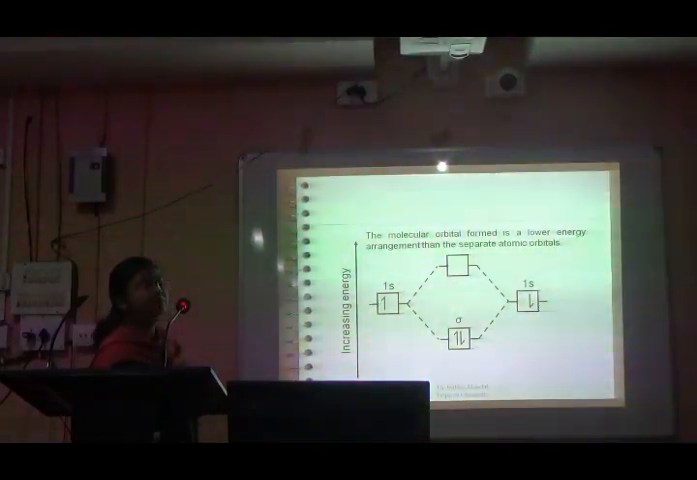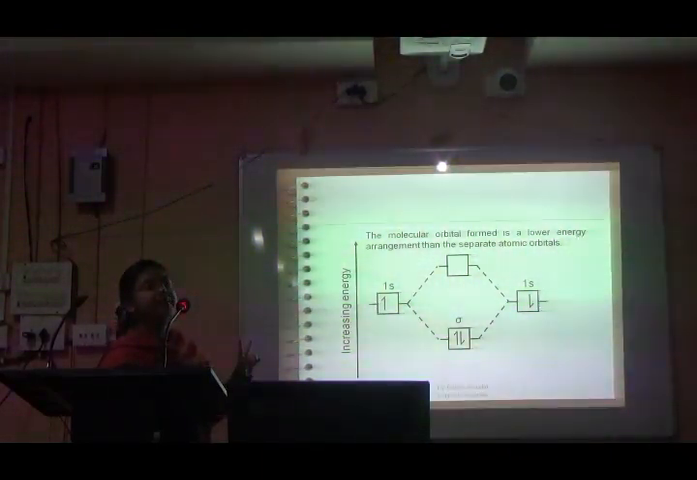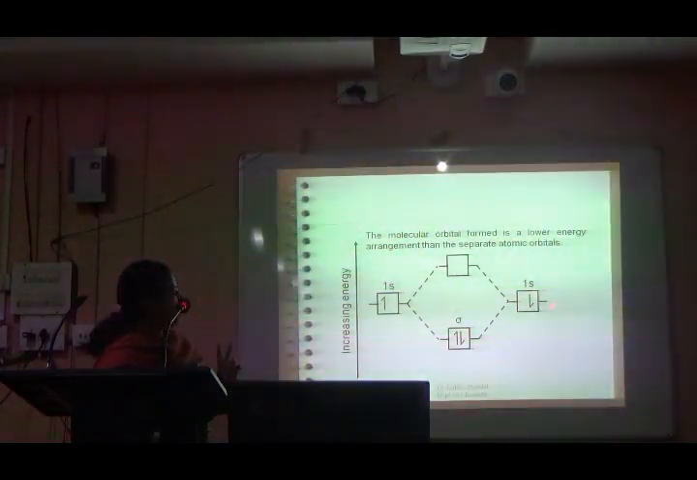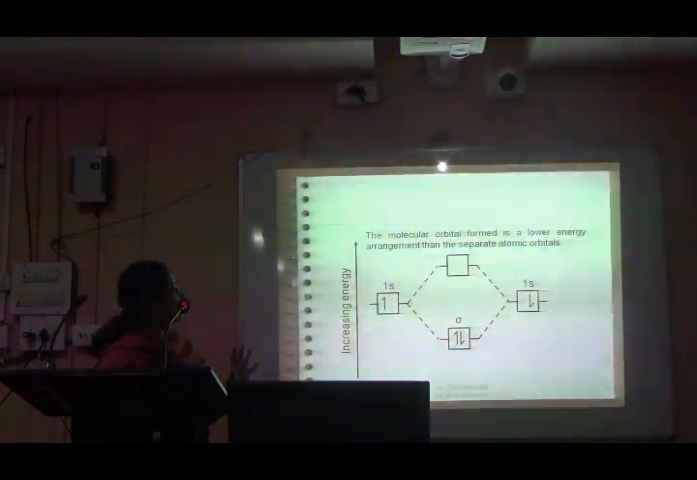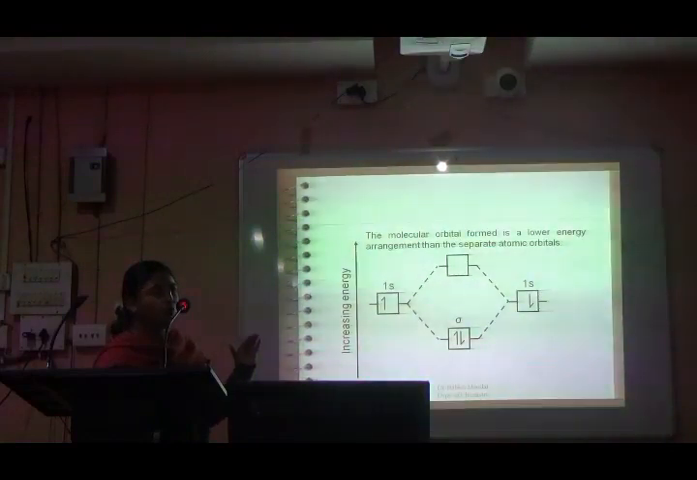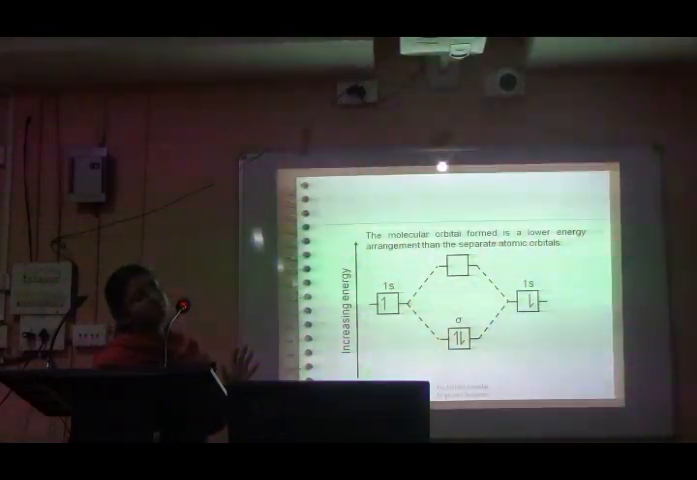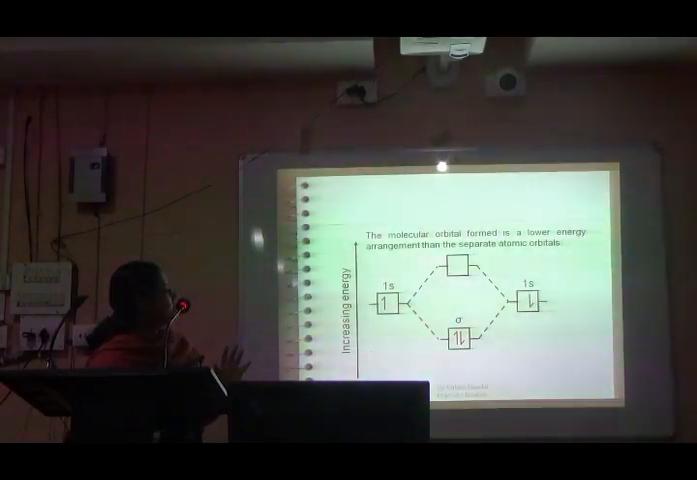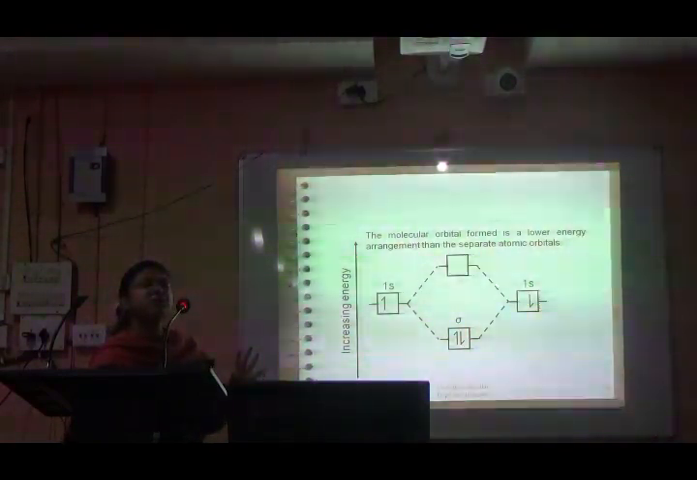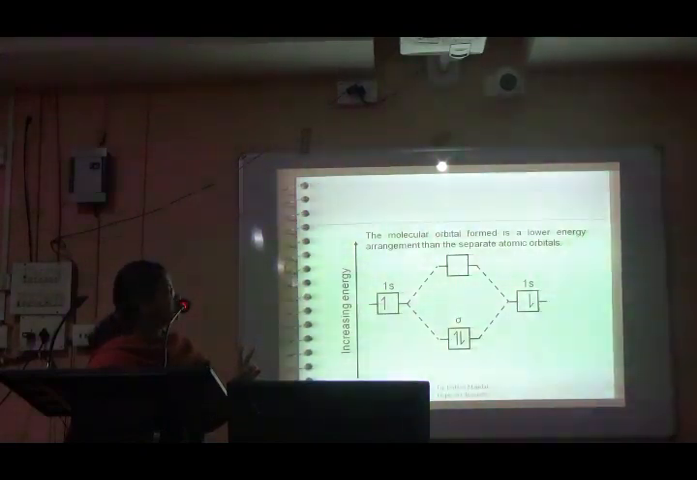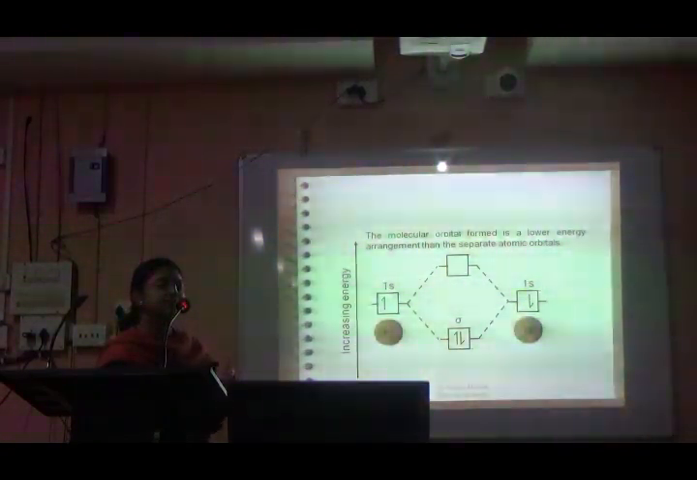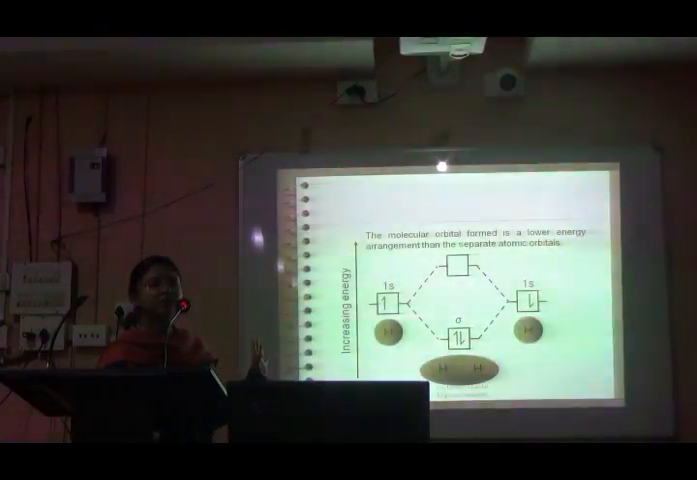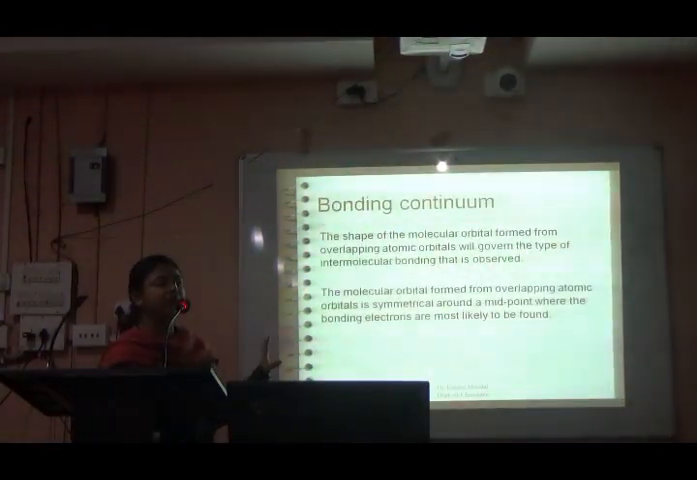Two molecular orbitals, as I said earlier, when two atomic orbitals combine, they will form two molecular orbitals, one of which is more stable than the individual atomic orbitals, and the other one is less stable, that is more energetic than the individual atomic orbitals. Now the one which is more stable will house the two electrons forming the bond. That is the sigma bond, and such an orbital is known as the bonding molecular orbital. This is the sigma bond represented in an energy diagram.